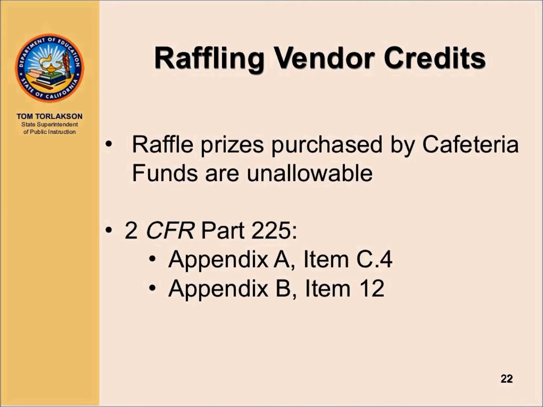In addition, Appendix B deals with specific items of cost. Item 12, Donations and Contributions, states, contributions or donations, including cash, property, and services made by the governmental unit, regardless of the recipient, are unallowable. Therefore, the use of vendor credits is not allowable.